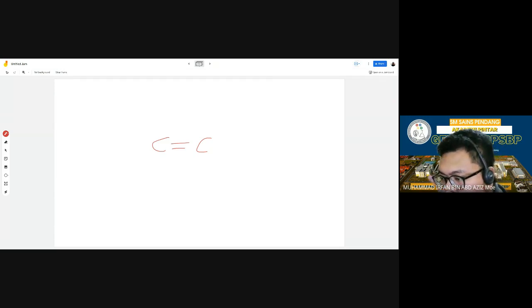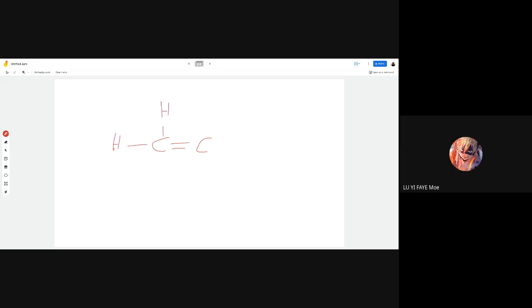Kalau untuk double bond, nak satisfy 4 lines tu. Okay, you need extra 2 lines untuk hydrogen, sama ada dekat sini. Paste kat situ.